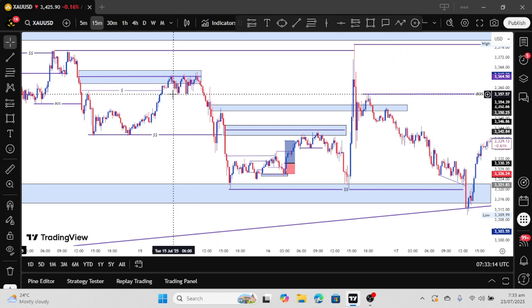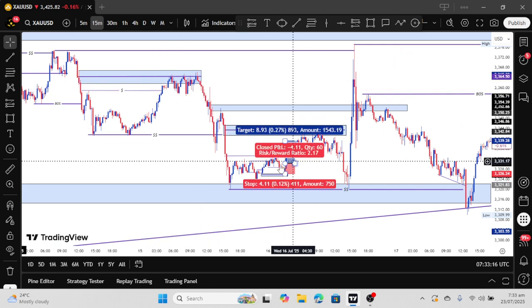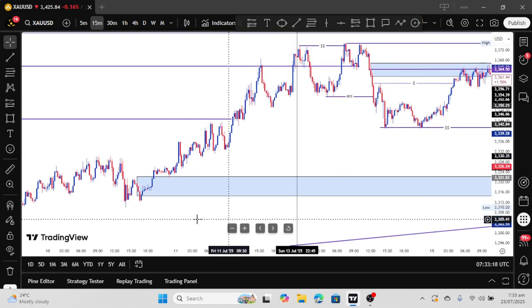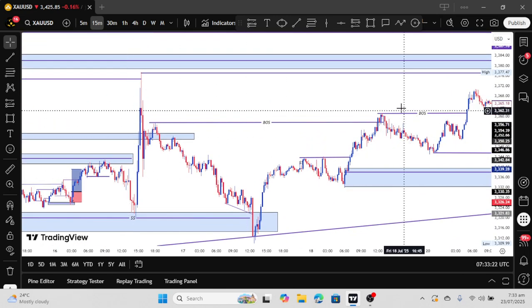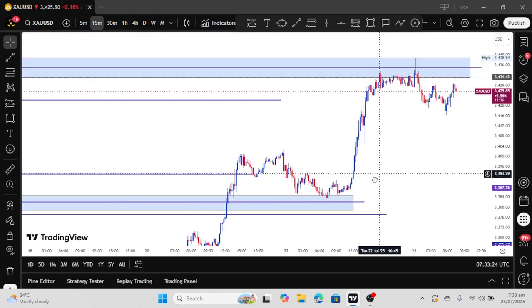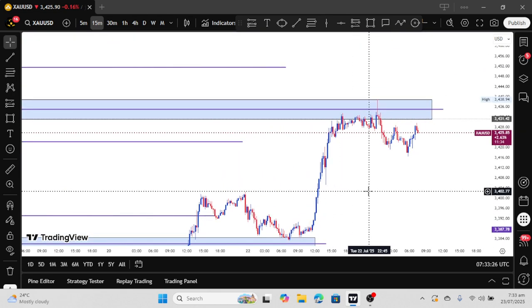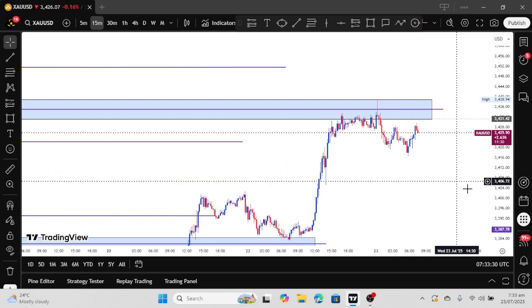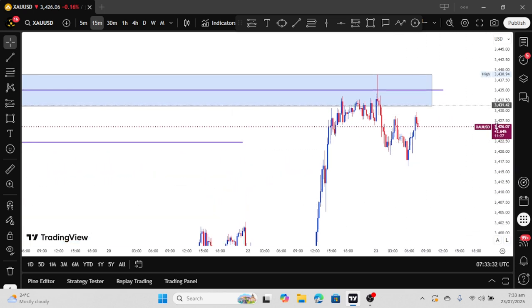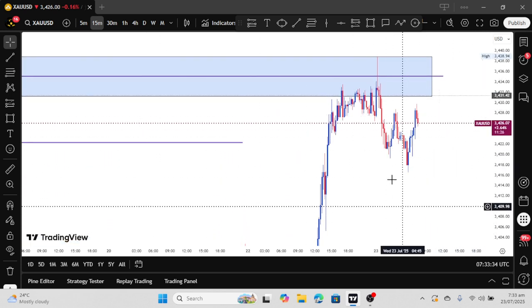You can see this is my sell setup, my buy setup. I have a lot of setups here, and this is another buy setup. It has been working, and right now I have a setup I'd love to share with you. It's even going in my favor already, because I didn't enter this gold setup.